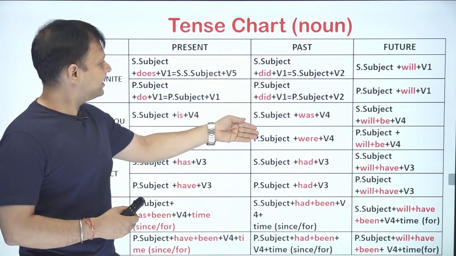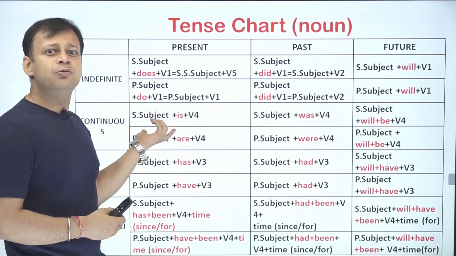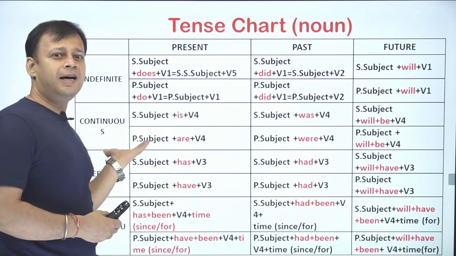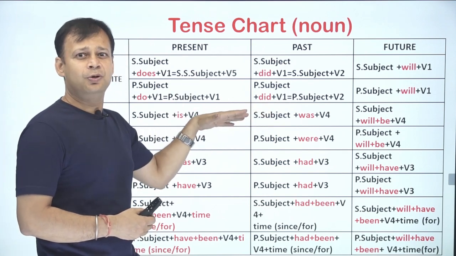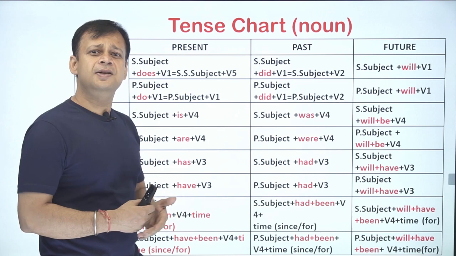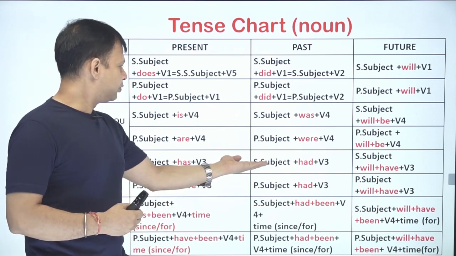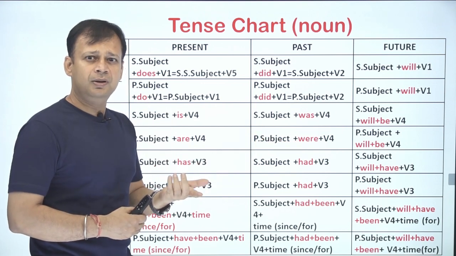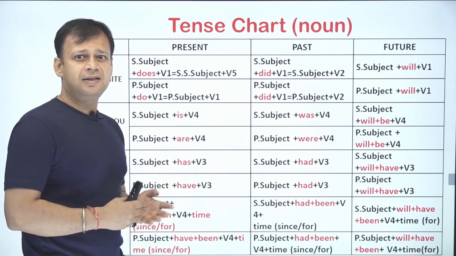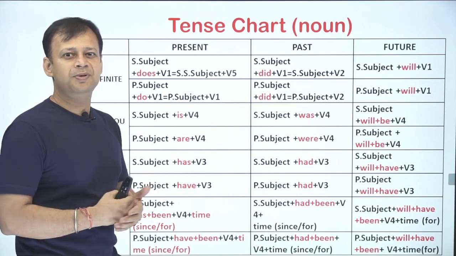So once again, tense changes over here. So as you can see in the present tense, is was the helping verb. So the past of is was. Rest all remains same. So singular subject plus was plus V4, that is the ing form. And the moment it is a plural subject, we get the helping verb were plus V4. So that is how change of tense leads to change of helping verb and the main verb subsequently.